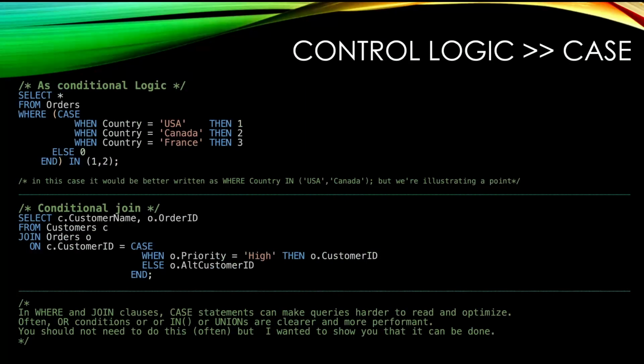Okay, here are a couple more examples. In this case, we've got a case statement in the where clause. We're saying where the country is USA 1, Canada 2, France 3, otherwise 0, where the country is 1 or 2. So in this case, I guess we're limiting the orders to ones that are in the US or Canada. Obviously there are better ways that could be written, but for the sake of a quick example, I just wanted to illustrate that. You can do case statements in a join also.